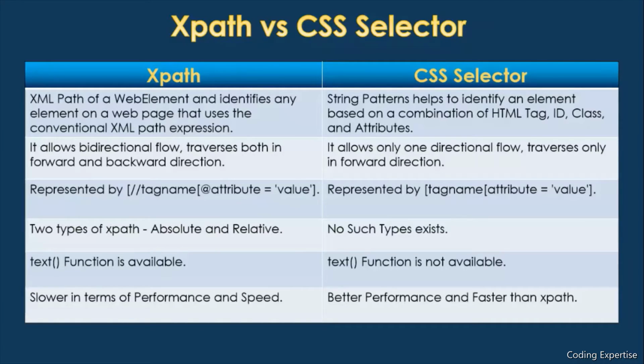On the XPath side, it is usually represented by // tag name. Here we don't need to represent the //. It can be represented directly using tag name, attribute equal value. In XPath, we have two different types, absolute and relative. Here there are no such types. And we have a main function called text that is available inside XPath, but the text function is not available inside CSS selector. In terms of performance, CSS selector is better compared to XPath.